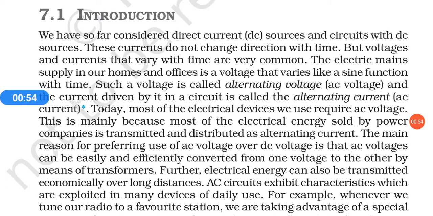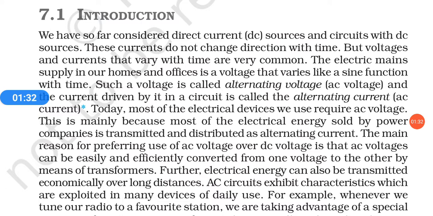We have seen the direct current, but now we are going to discuss the alternating current. So far we considered a direct current source and a circuit with a DC source. This current does not change its direction with time. Whenever we apply the current, the direction of current does not change with time, but voltage and current that vary with time are very common.